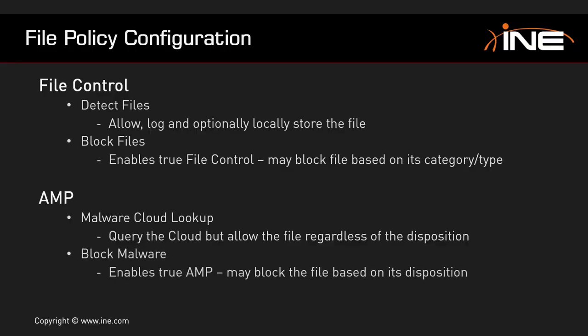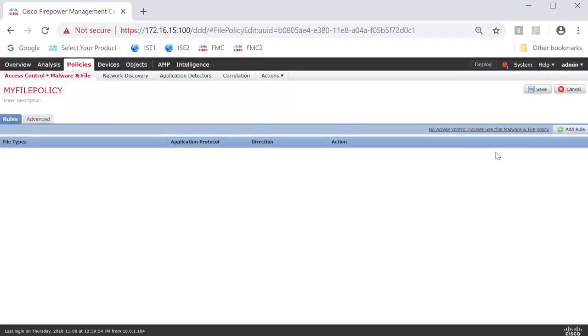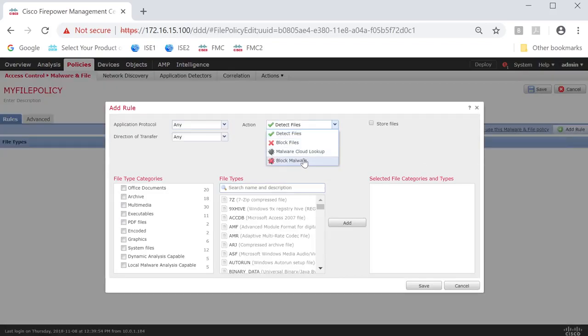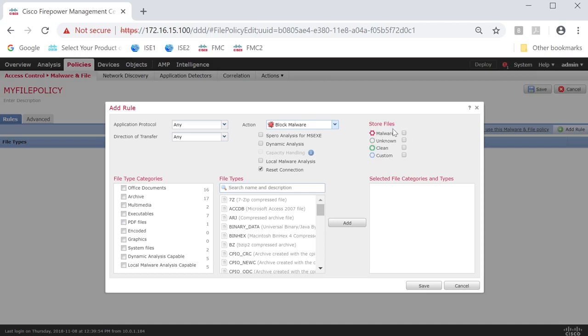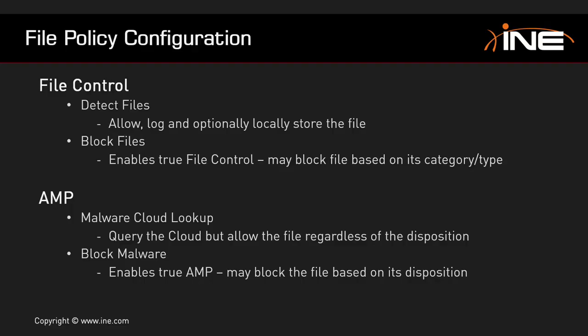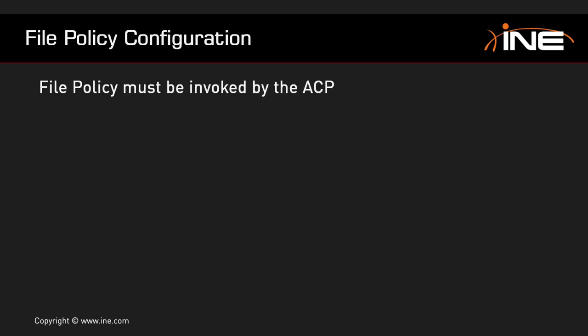Okay, and now the way that you will enable real advanced malware protection is when you say block malware. So this is where you will take the verdict into account and make a decision based on that information. Let's look at it. I can say block malware. I can choose additional engines. I can still store those files locally for further analysis. And same as with block files, I can also say that I want to reset the session, just to shut down the socket on the client and on the server, which is actually a recommended option.